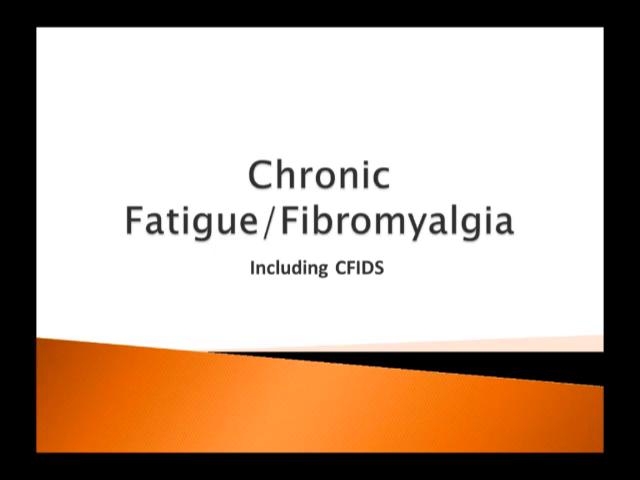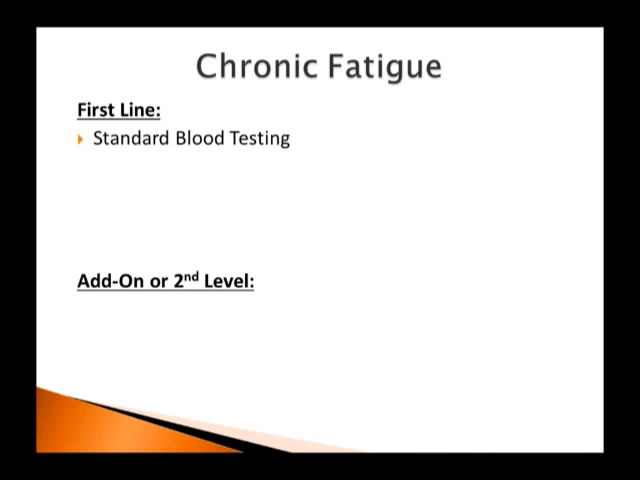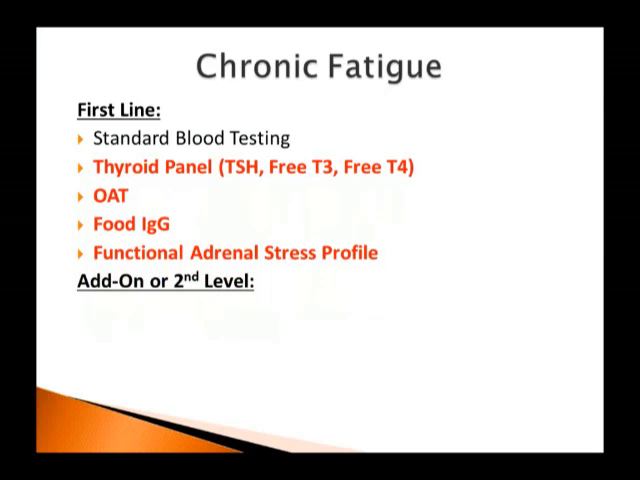Well, what about chronic fatigue and fibromyalgia? And this would really include also the chronic fatigue immune deficiency syndrome. So what are some first-line things that you can think about, whether this is something you're dealing with yourself or if you're a practitioner with some patients? So first-line testing, again, standard blood test, thyroid panel, organic acid test, food IgG, and really the cornerstone for people with chronic fatigue would be the functional adrenal stress profile.